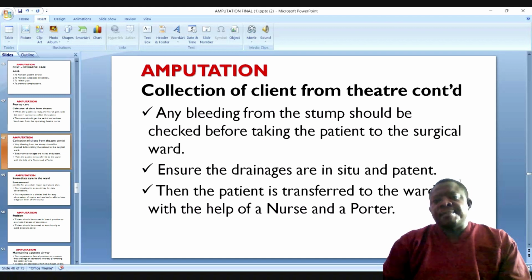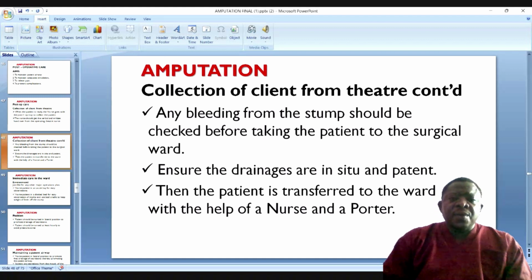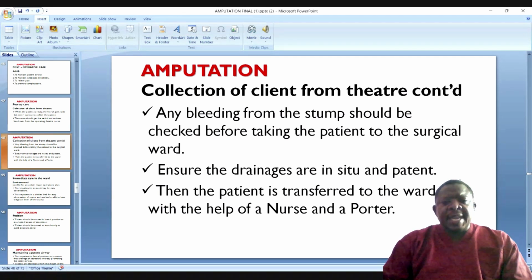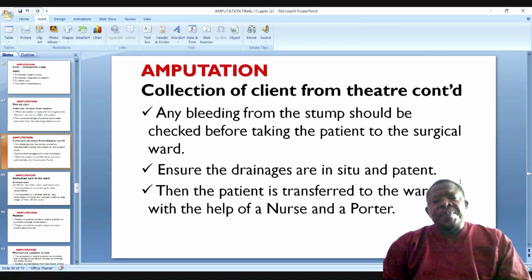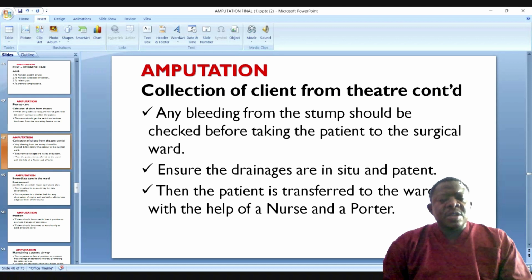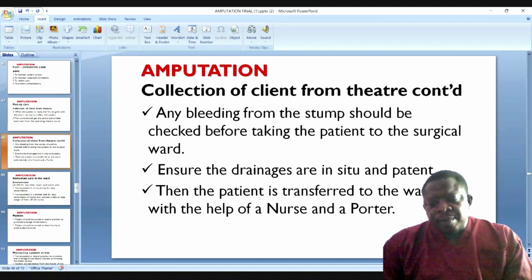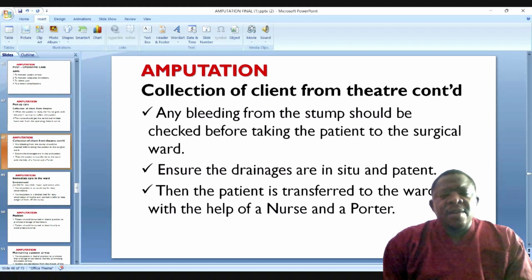Okay, observations: temperature, pulse, respiration, and also observation of the drainage is quite important. So you need to monitor the patient's vitals. When the patient is just coming from theater, there's quarter hourly observation in the first hour, then half hourly in the second hour, hourly in the third and fourth hour. Then when the patient is out of danger, you can go to the routine observation.